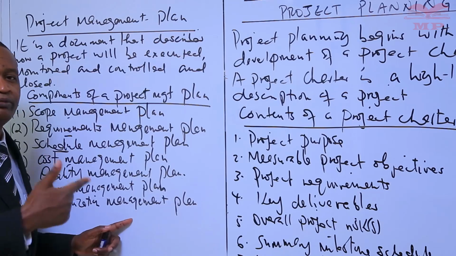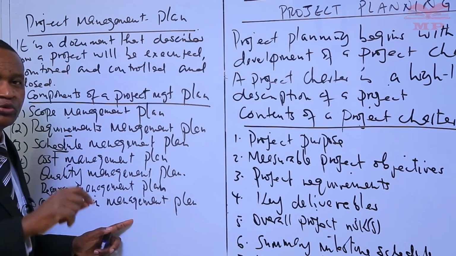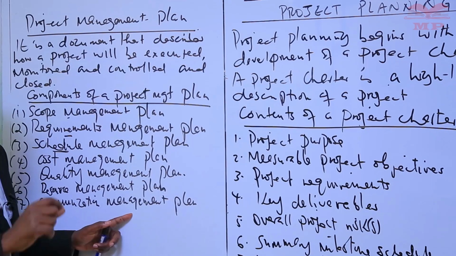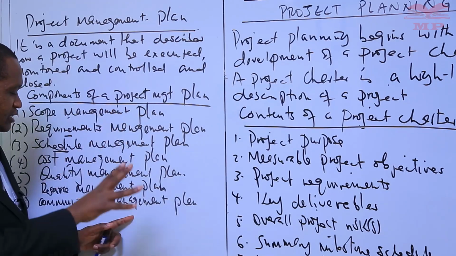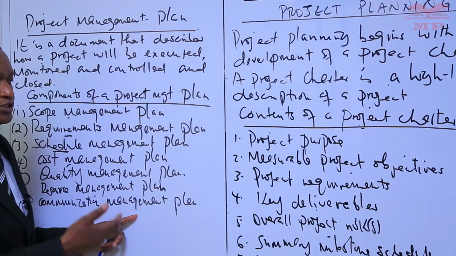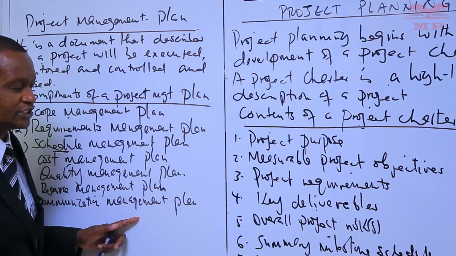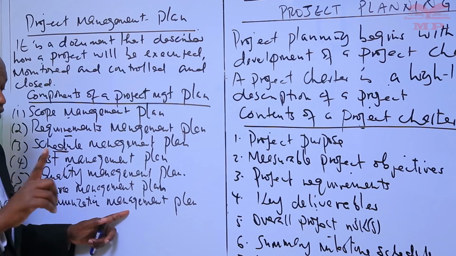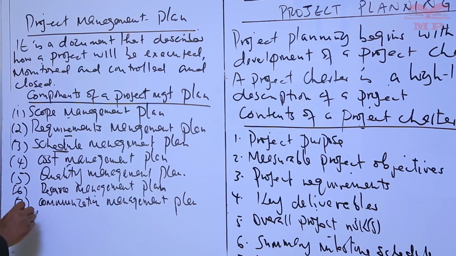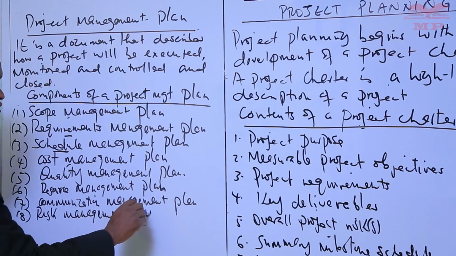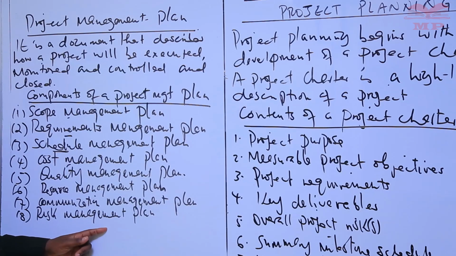There has to be a plan on how information will be disseminated, information about the project. So there has to be communication on who does what, when, how, and so on. So there has to be a proper channel where communication flows in all ways, horizontally, vertically. There has to be a clear plan on how information is to be administered and disseminated. Number eight, risk management plan. Risk management plan establishes how the risk management activities will be structured and performed.